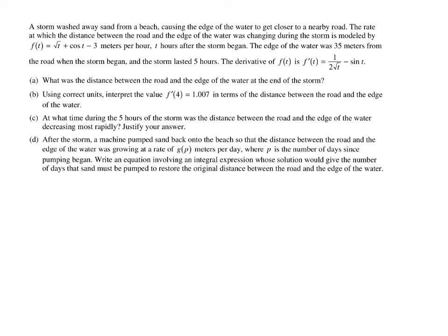Part B asks us to use correct units. Using correct units, interpret the value f prime of 4 equals 1.007 in terms of distance between the road and the edge of the water. This act of interpreting is something that not all math students like to mess with. But we'll see if we can break this thing down. First of all, let's just write the expression down, and we'll see if we can figure out what each part is. So we've got f prime. We're plugging in a number 4, and what's popping out is 1.007.